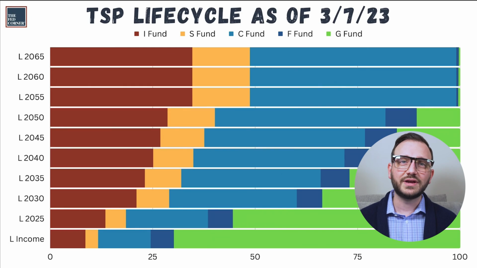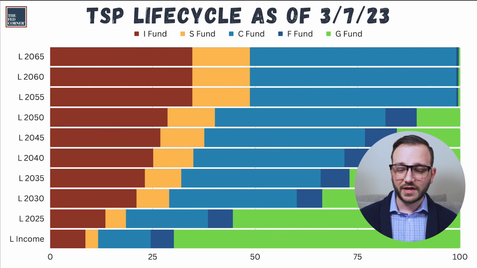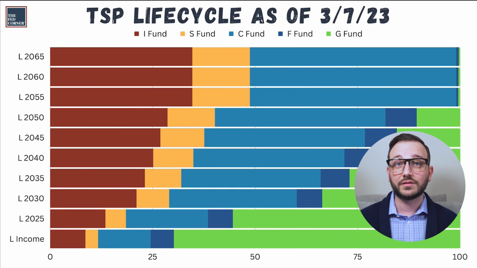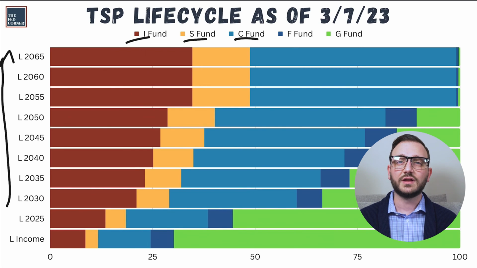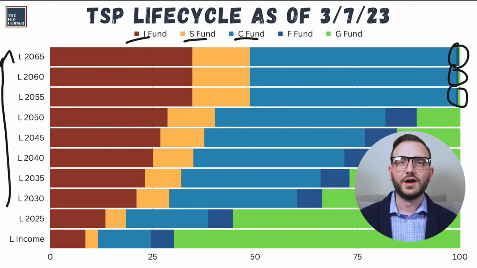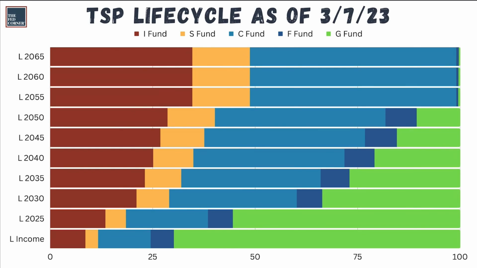This next graph on the screen is a stacked bar graph that shows the allocation of each one of the Lifecycle funds. So you can see the further out into the future we are, the more C, S, and I fund is within that allocation. I know it's kind of hard to see, but if you look here, there's a really small portion of the F and G fund in those three furthest away funds. And of course, as you begin to dial the date back, we start to see more and more G fund and F fund. This is another nice graph for you to take a screenshot of as you're looking through your portfolio.